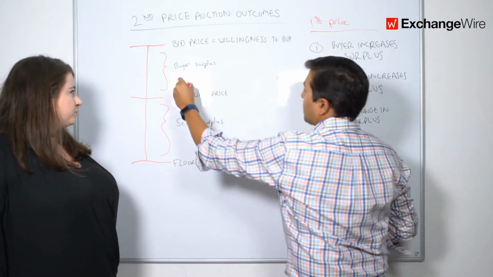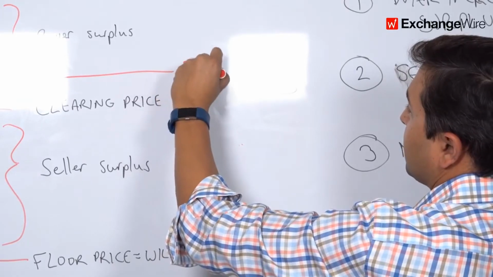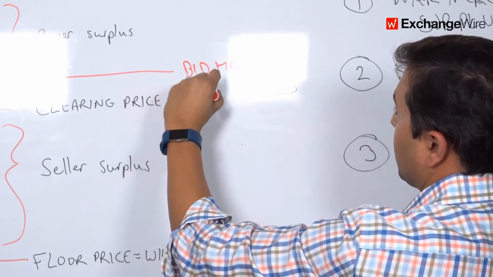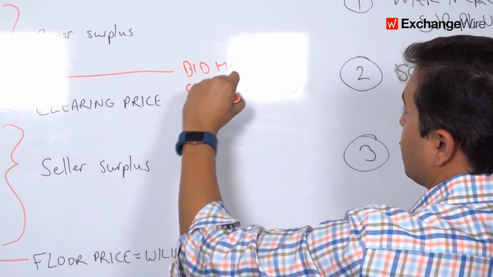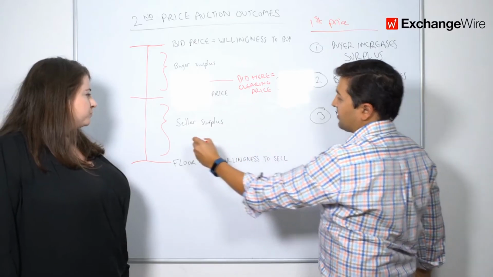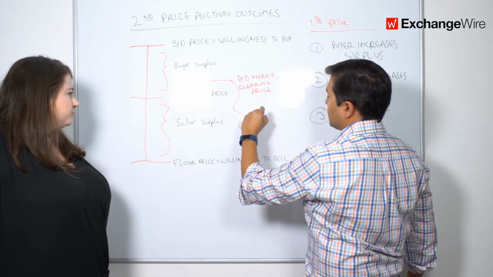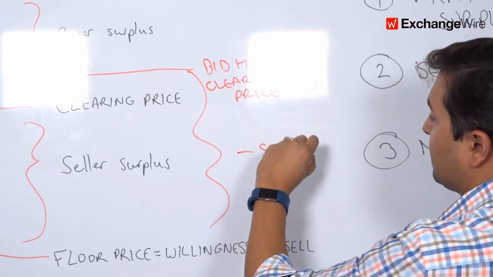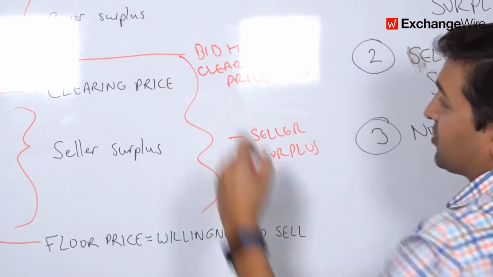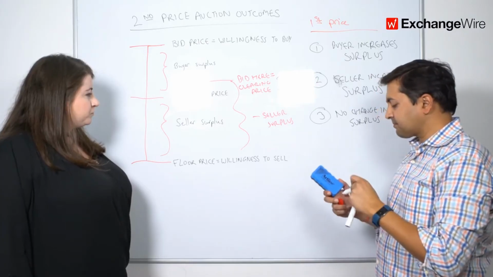Where the buyer bids here. This is the new clearing price. And so now the seller's surplus has increased up to here. So this is the seller's surplus now. And the buyer's surplus has shrunk, right? So that's kind of a second possible outcome.